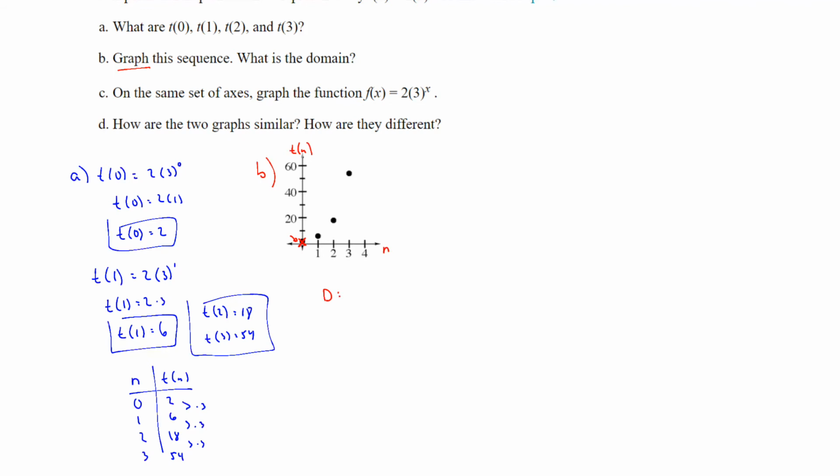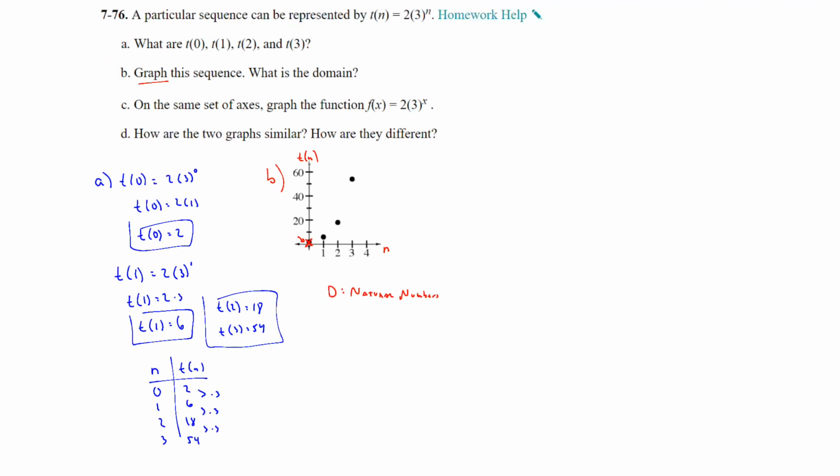So our domain would be our natural numbers, which is 1, 2, 3, 4, 5, or you could say whole numbers excluding 0. You could say your non-negative integers. So there's a couple different ways we could write that, but I'm just going to say natural numbers because those are our counting numbers, and that's what our domain represents.